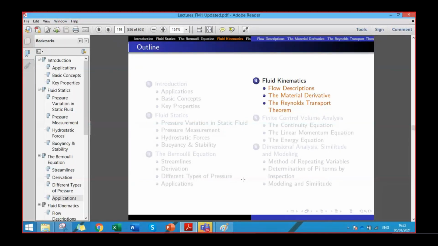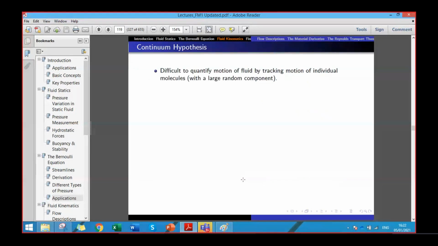We have discussed this in detail in the start of the course. What is continuum hypothesis? Sir, considering a particular property to be continuous throughout a particular volume. Yes, basically solids. We have discussed that solids are rigid, right? Solids are usually rigid, and they behave as a continuum. They behave as a fixed mass, right? Their properties are continuous throughout.